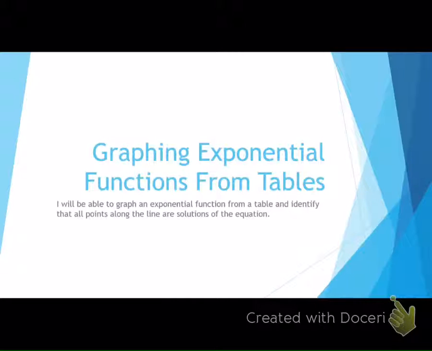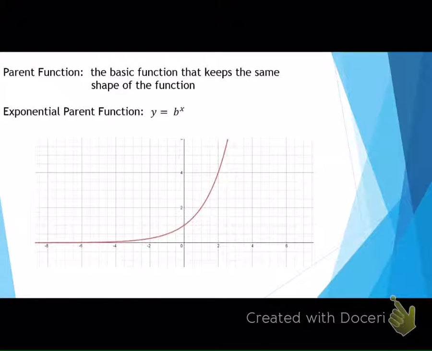We're going to look at the actual properties and other parts of it, like domain and range, and what is called the asymptote. So I'll be able to graph an exponential function from a table and identify that all points along the line are solutions of that equation. So you're going to see a lot of that stuff today. So let's just look at this real quick.